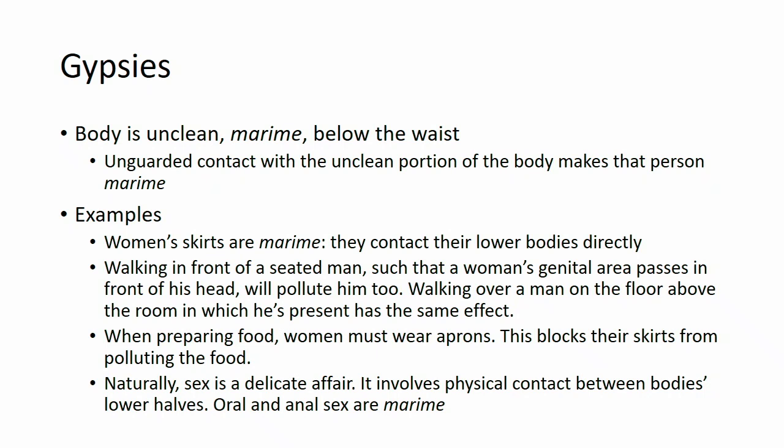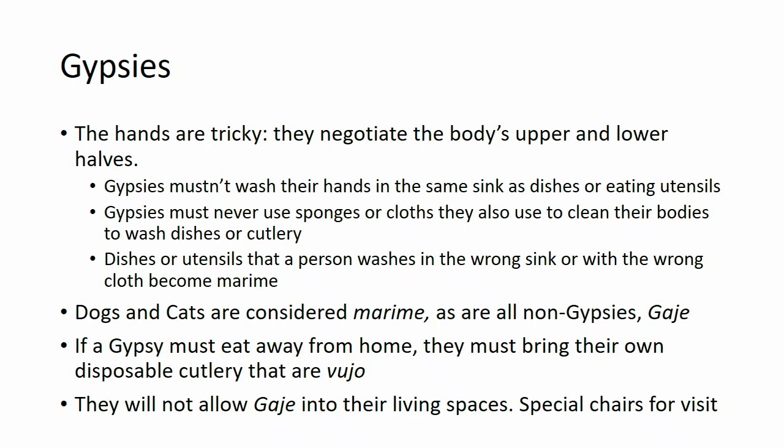Sex is extremely delicate. I'm not going to get into all the details of it, but because there's physical contact between the body's lower halves, it has the potential to really pollute people. And different types of sex are marime. They're not the most common simple forms. Hands are interesting because they go between both halves of the human being, bottom half and upper half. So there are a lot of extreme rules about gypsies' hands.